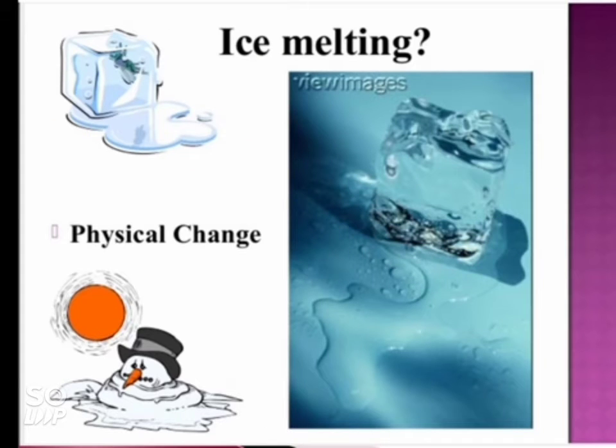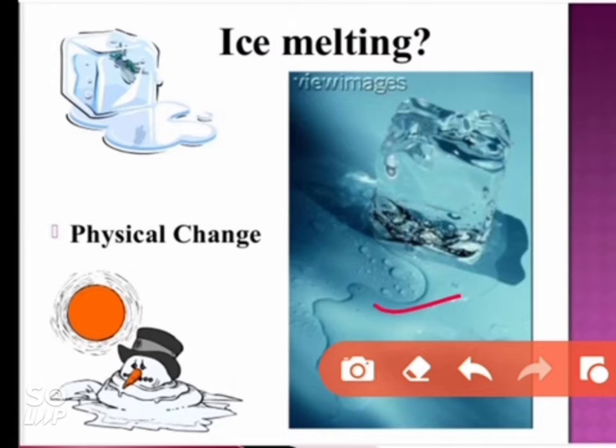Similarly, melting ice, as we discussed earlier, we easily convert water into ice by freezing, and the ice can easily be converted into water by melting or heating. Water and ice are interchangeable forms, but the chemical nature of water and ice are the same. That's why it is a physical change.